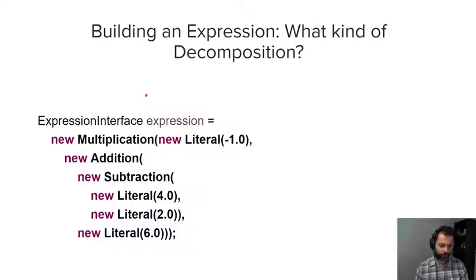But the question here would be, what kind of decomposition are we actually performing? Because here we're decomposing the idea of a mathematical expression into manageable chunks. What do you think this could be, based on what we've talked about today? Any guesses here? Functional. That's a good guess. Why would you say that?